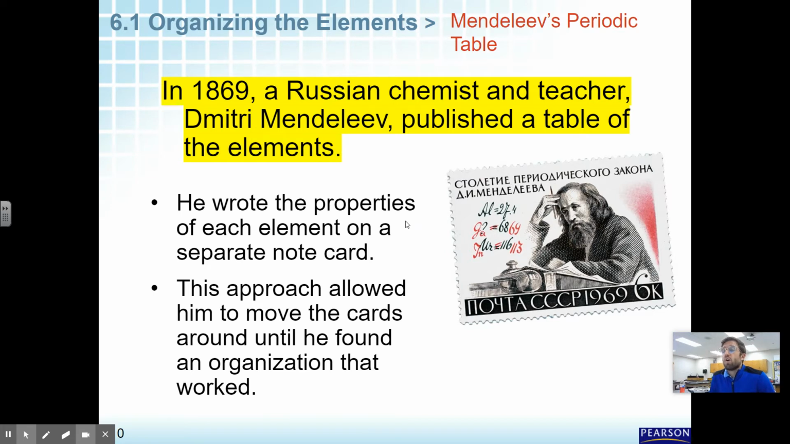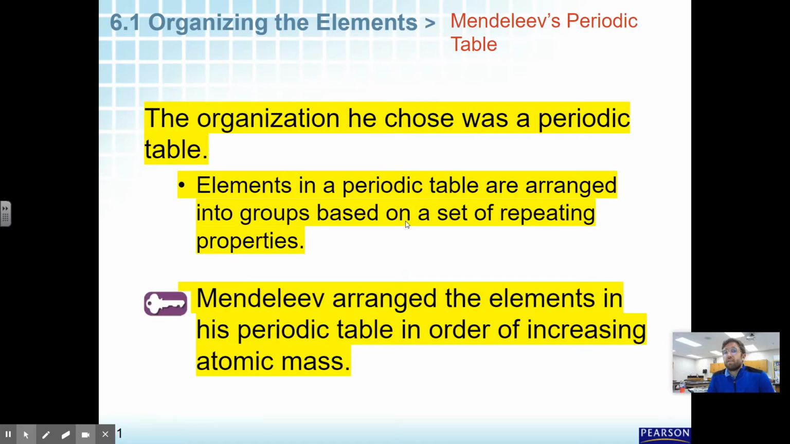So he was a Russian chemist and teacher, as you could probably guess by the last name, in that area at least. And in 1869, he published a table of his elements. He actually used note cards to tell the properties of each element, and he pretty much just messed around with it enough to try to get a system that worked. And it was called a periodic table.